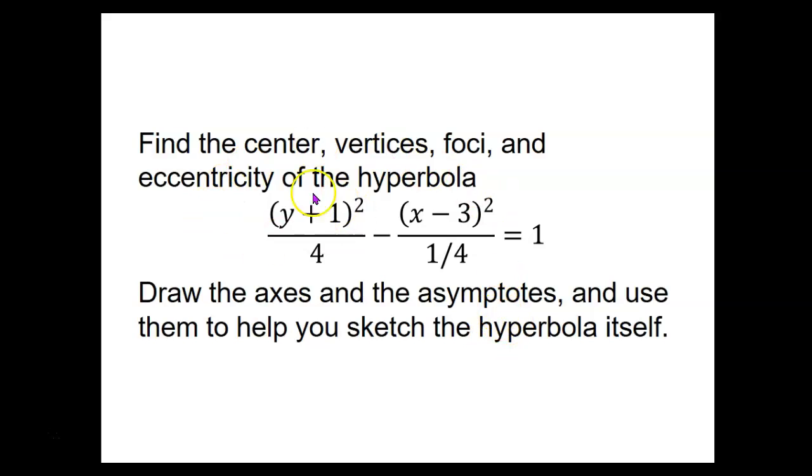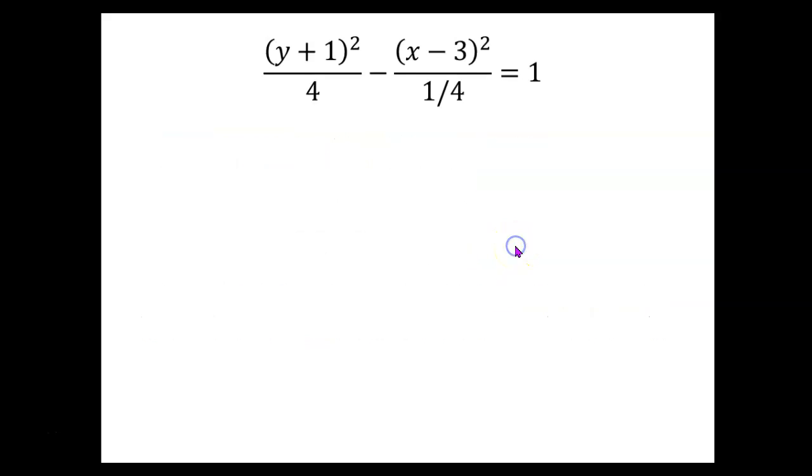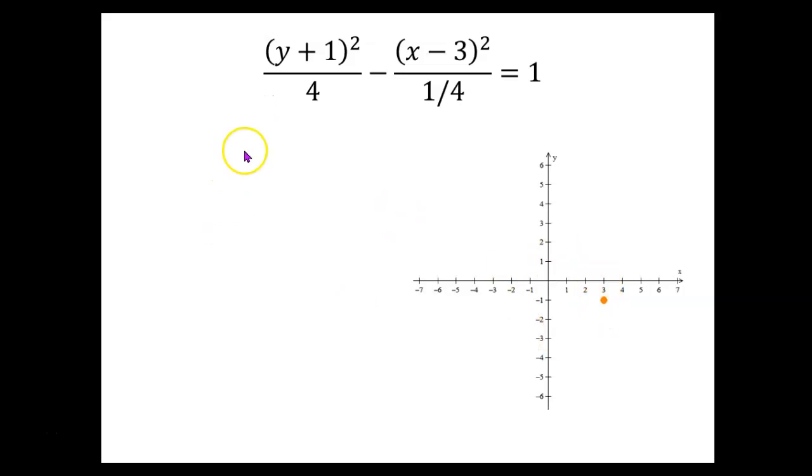So notice this does have the kind of equation that gives us a hyperbola. You've got something squared over a number minus something squared over another number equals 1. Okay, first question, where would the center of this hyperbola be? The x-coordinate would have to be 3, and the y-coordinate would be -1. So the center is the point (3, -1). There it is.